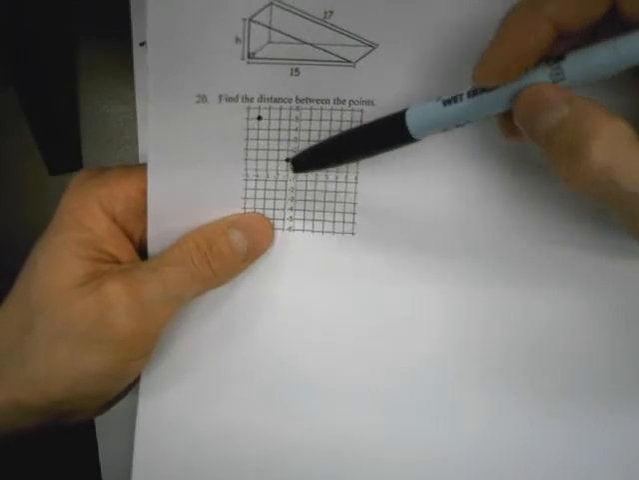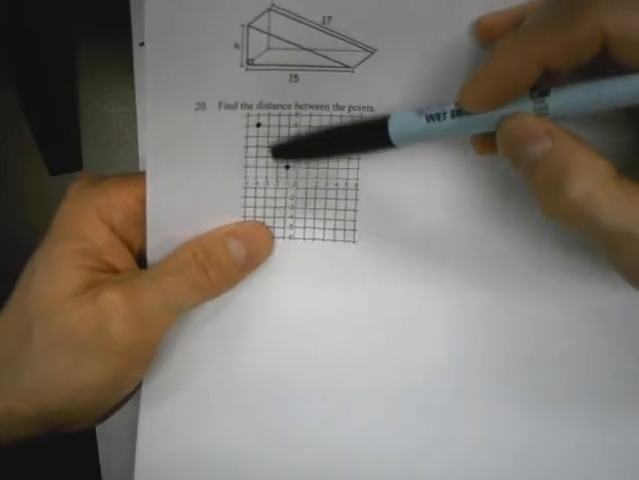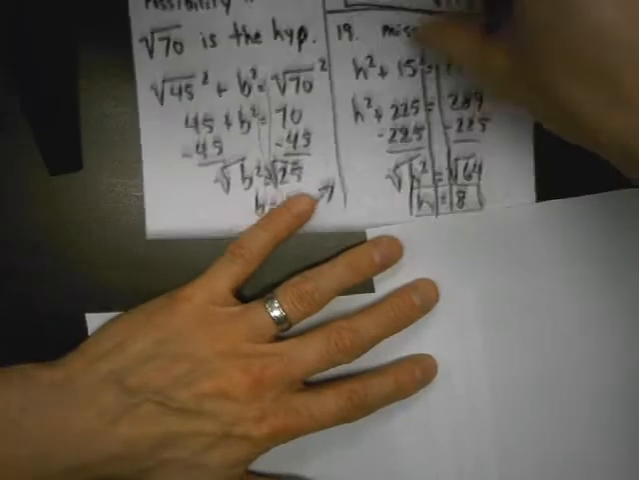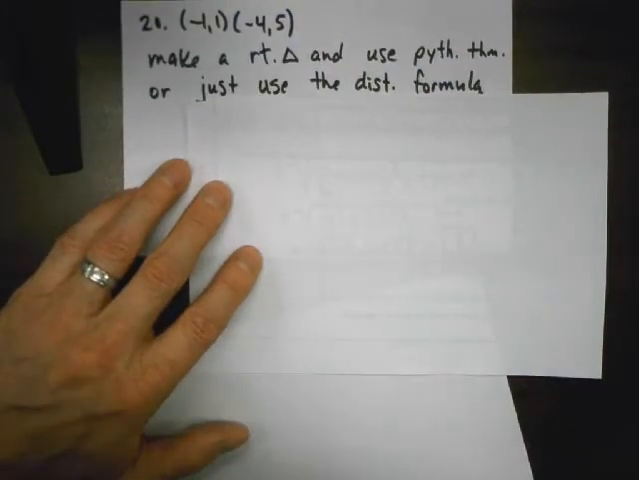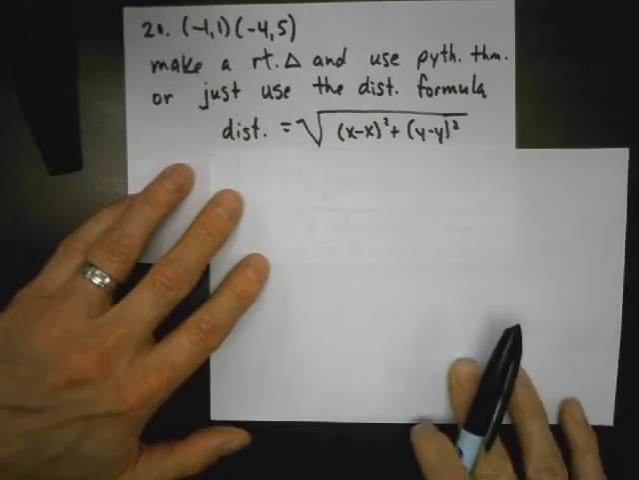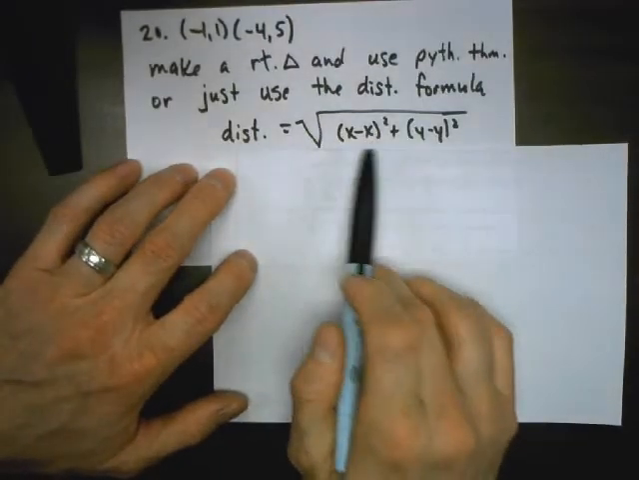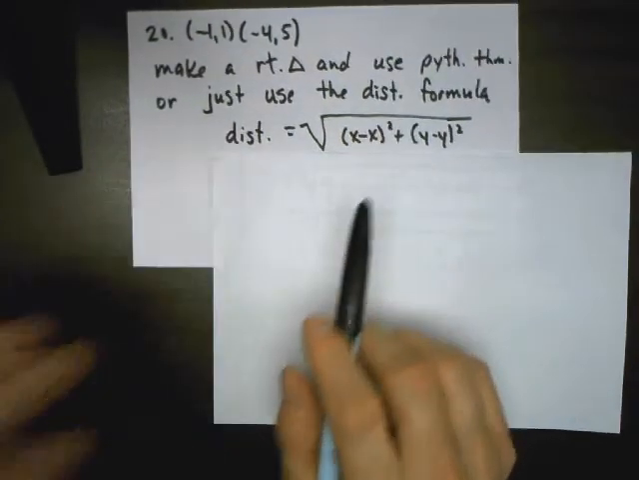And the last one, number 20. We have 2 points on a graph. We're going to find the distance between those 2 points. We can't just count them because it's diagonal. So what you can do is draw a right triangle and do Pythagorean theorem. That's one of our options, right? Or you can just, and this is going to be the same answer, use the distance formula, right?